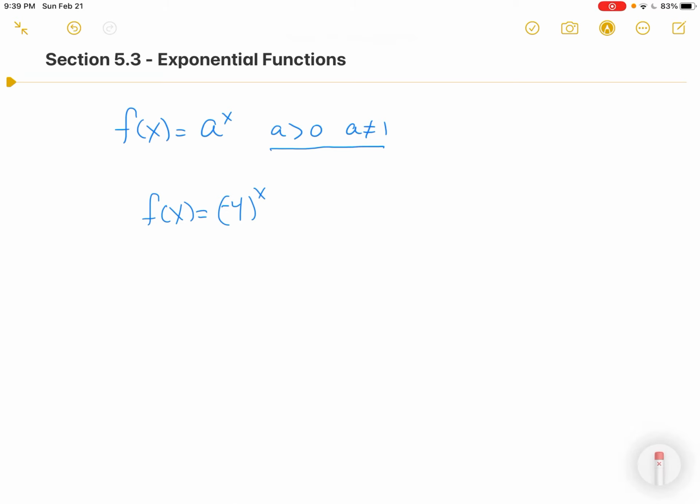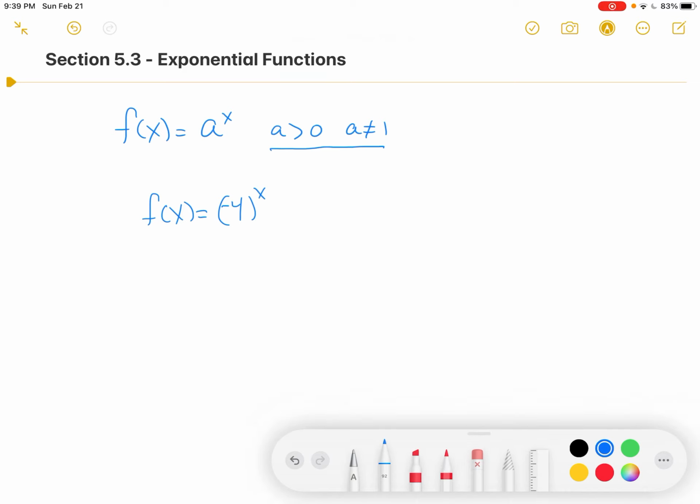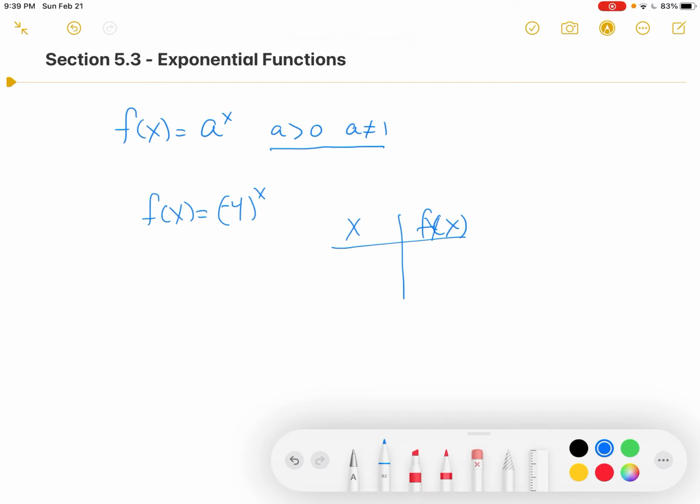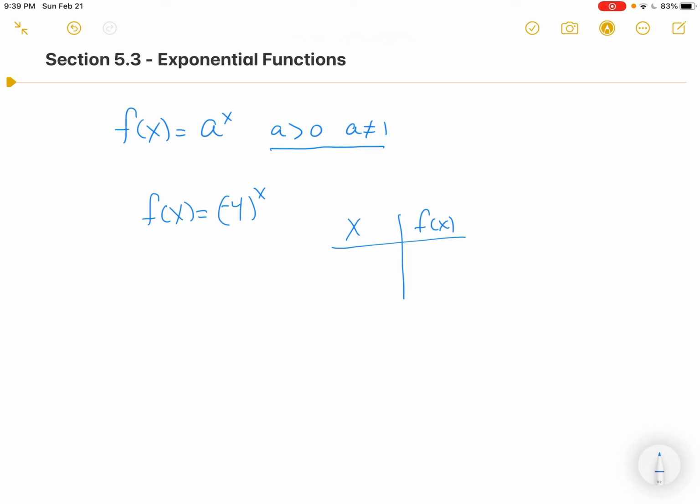But if you had negative 4 to the x, you think, well, there's no problem. And there isn't a problem if you just pick traditional values. Let me not call that y. Let me call that f of x. And so if x is 0, we get a 1. If x is 1, we get a negative 4, no problem. If x is 2, we get a positive 16. A little bit weird, but doable.